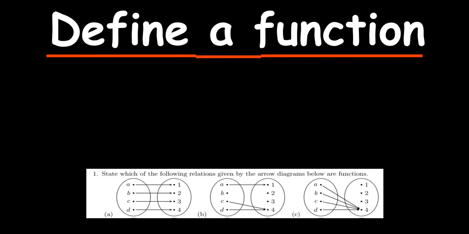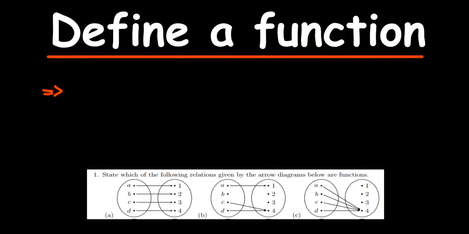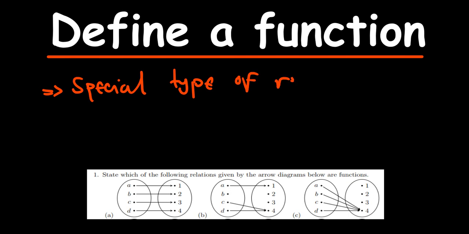Before we even define what a function is, we need to know that a function is simply a special type of relation. And we know that a relation is just a relationship between two things, two items. So we know that a relation is just an association. We can say it's a rule that associates elements of two sets.